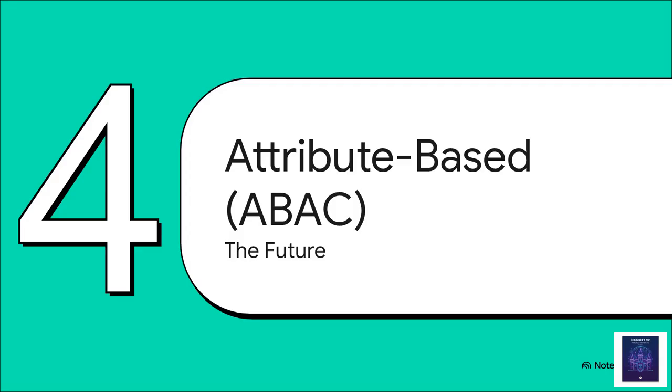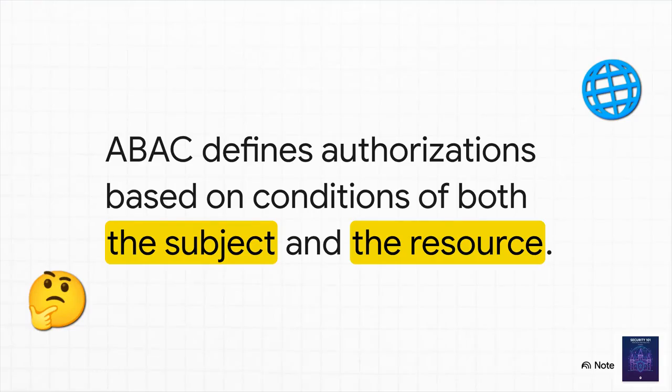But our digital world keeps getting more and more complex. And sometimes, even knowing someone's job role isn't quite enough. So now we need to look to the future, to this incredibly smart, context-aware system called Attribute-Based Access Control, or ABAC. So RBAC is great, for sure. But what if your job title alone shouldn't determine if you get access? Modern security needs more information.